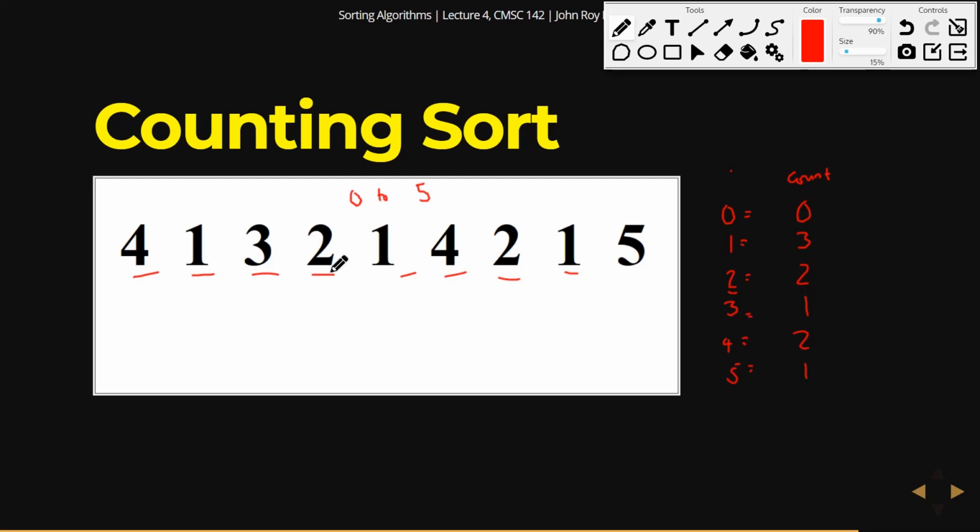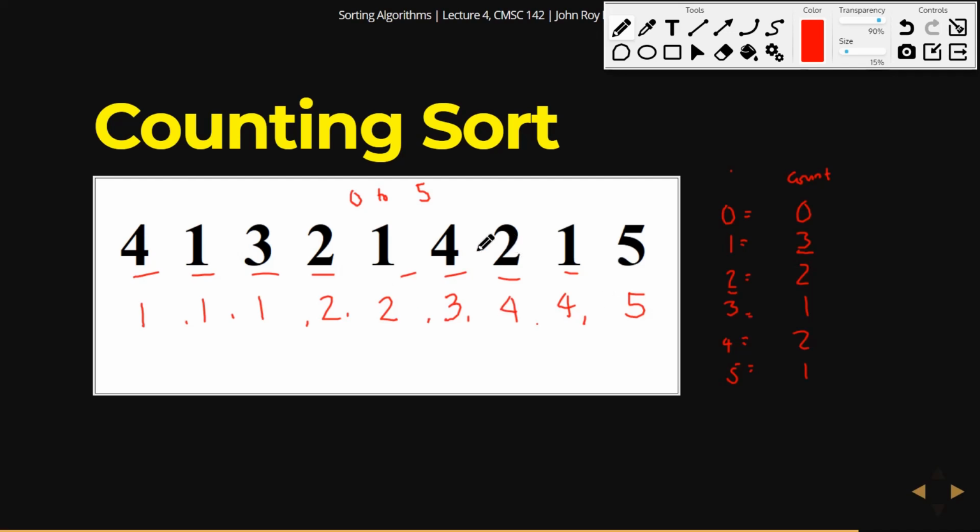So what will we do with these counts? Basically, to recreate the sorted version, for 0, there's none, so we won't add any zeros. For 1, there's 3, so we'll just add 3 ones. Then for 2, 2 twos, 1 3, 2 fours, and 1 5. And that's it. So this is already the sorted version of the input. And that is by counting the number of occurrences of each number from 0 up to k. Again, this is assuming that we know the range beforehand. Okay, so it's that simple.